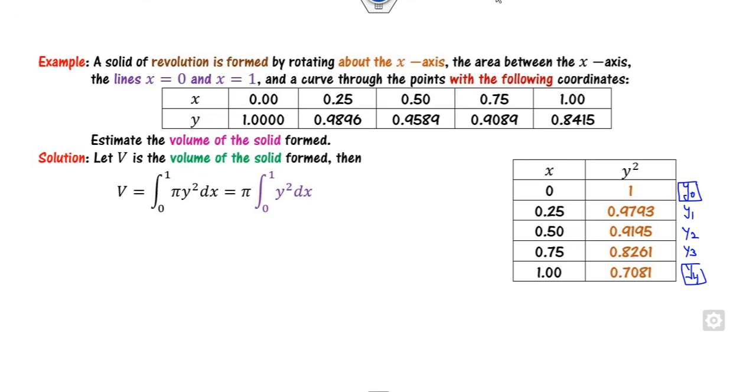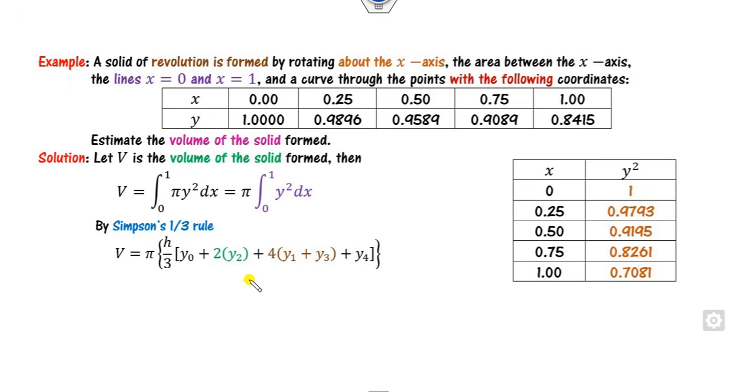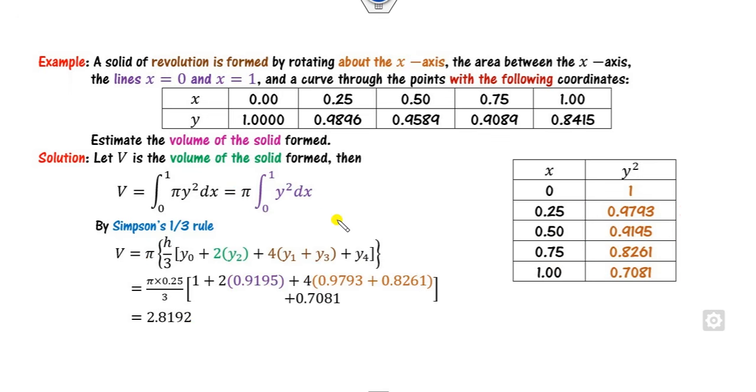Skip the first and the last part. This is the only even term, the rest are my odd terms. So this is the 2 times of this, and 4 times of the odd terms. I can substitute these values in here, and since there is a pi also, I can write pi in the Simpson 1/3 rule here. After the calculation, you can use your calculator, you get this as the right answer.